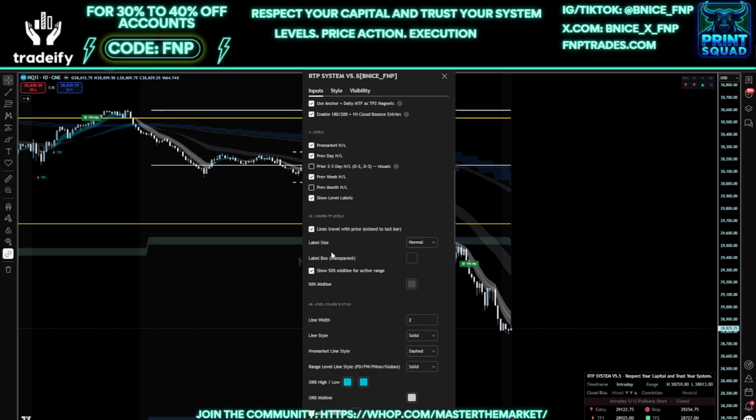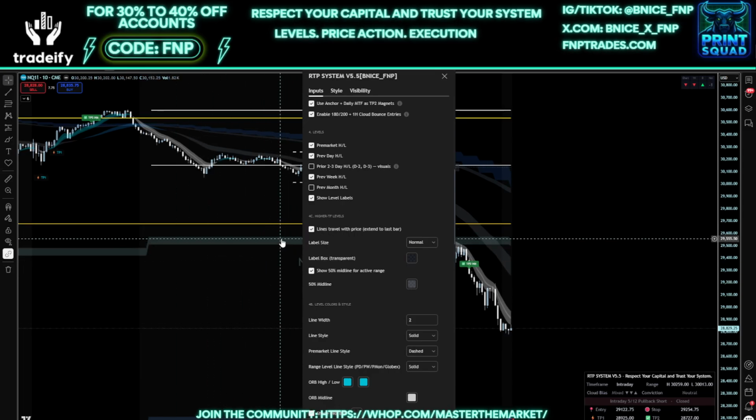You can choose to have your key levels on or off. It's up to you. If you want them on, you can have them on. Personally, I like to keep pre-market high and low, previous day high and low, and I also like to keep the week levels on there as well. And I like to see where price could be traveling to, on top of where the clouds are as well.